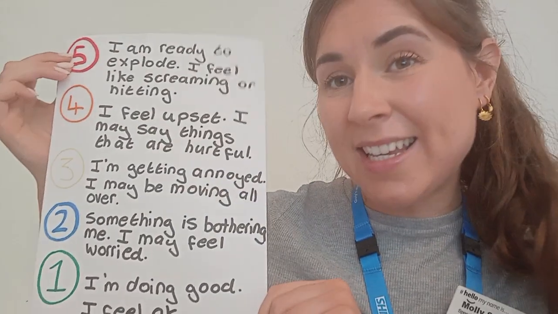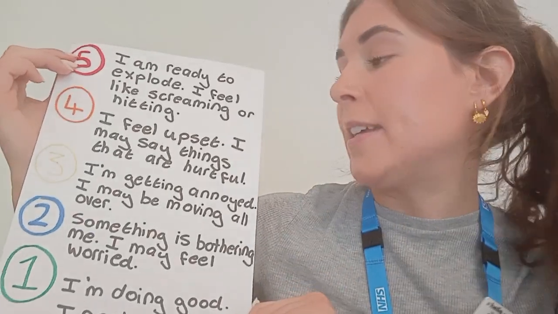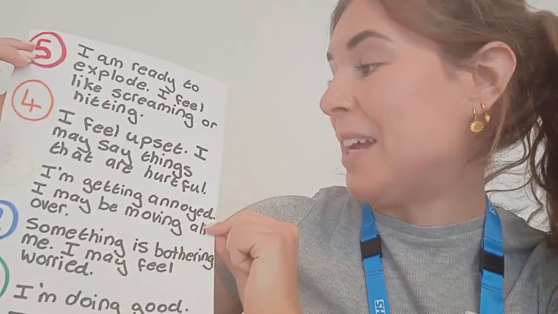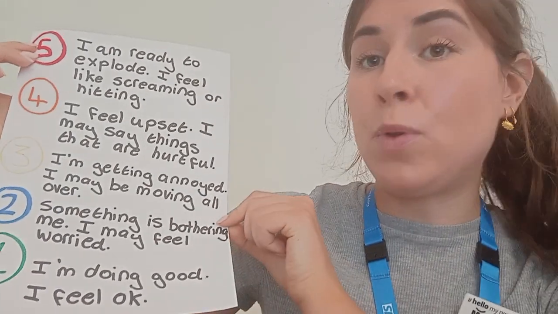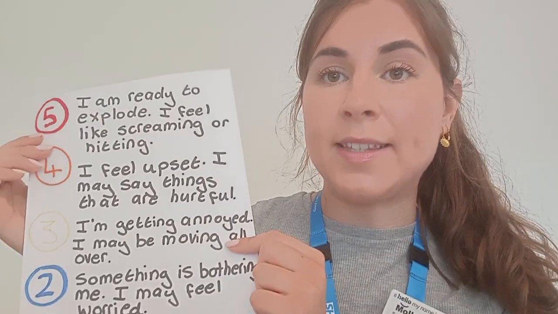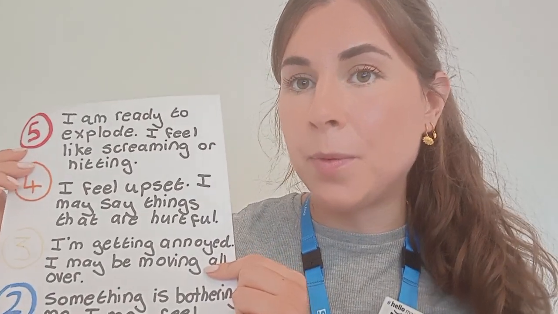You can then add these to the chart. So I've done a couple of examples here. The clearest example would be the one at 3. I'm getting annoyed, I may be moving all over. So in my example, this is the words the child uses, that they're moving all over. So perhaps when they're annoyed, they look quite restless, and maybe they're jigging their legs up and down, or they're moving their body a lot more than they usually would. This would be an example of what this level looks like to other people.